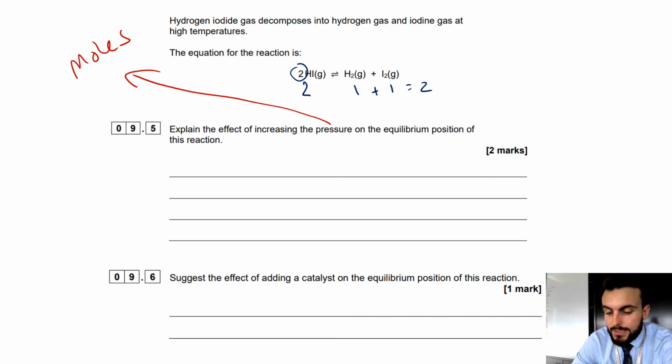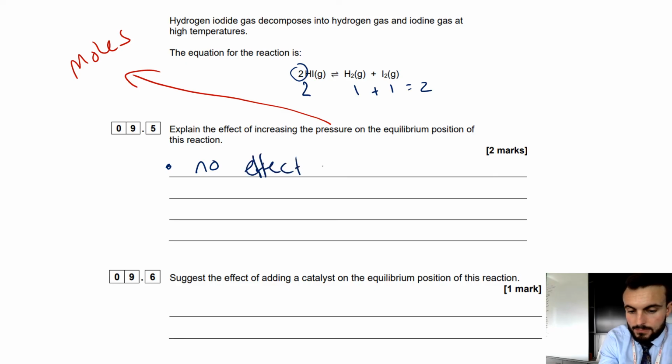So if we increase the pressure of this, it doesn't actually favour either side because there's the same number of moles on each side. So for this one, if we increase the pressure, it has no effect on the equilibrium position. That's because we've got the same number of moles on each side.